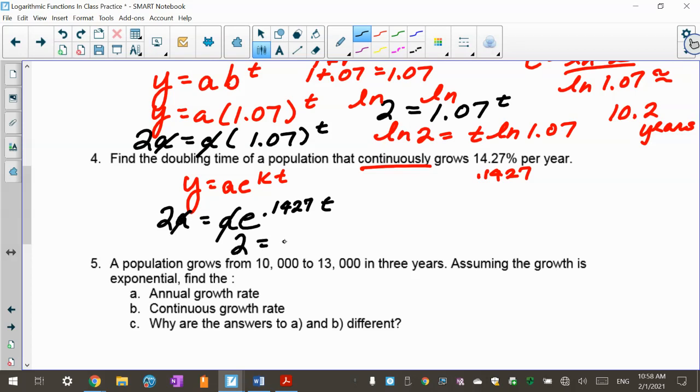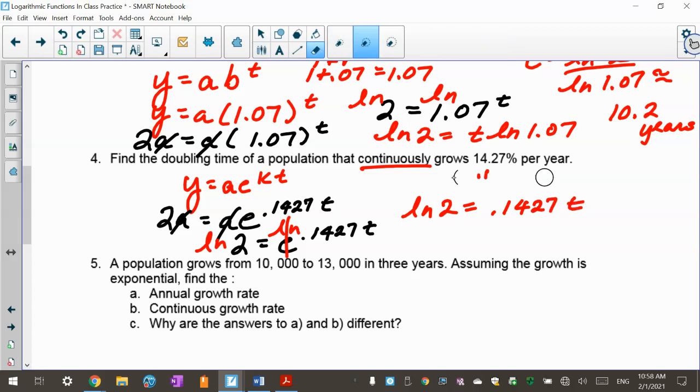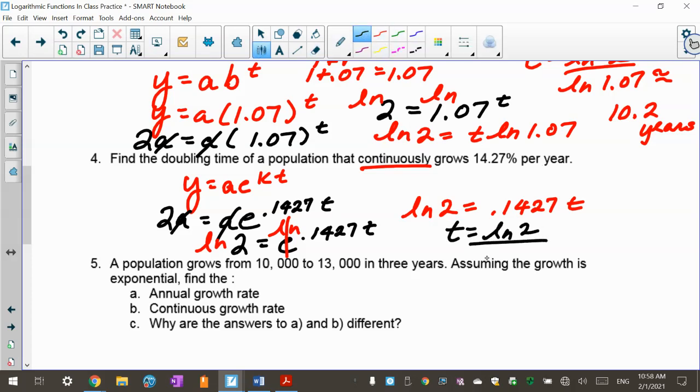So I have 2 equals e to the 0.1427t. Then I can natural log. This is the beauty of using the continuous, base e. So I have the natural log of 2 equals 0.1427t. And then when I divide through by that, I get t to be the natural log of 2 divided by 0.1427. And that's roughly 4.86 years.